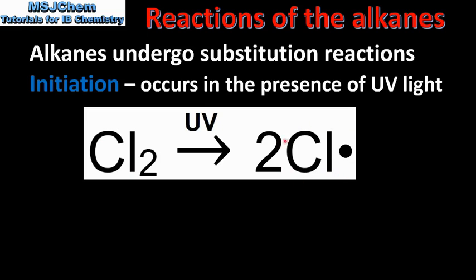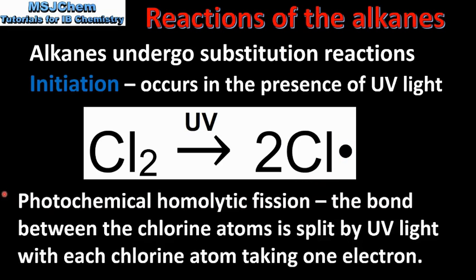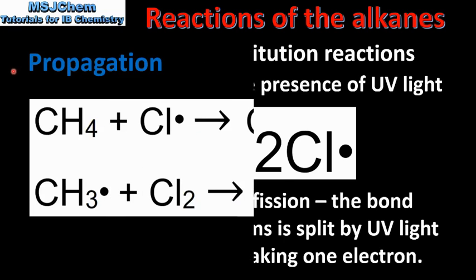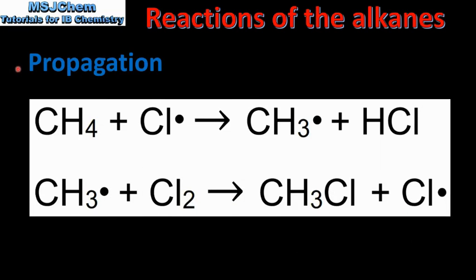Free radicals are species with an unpaired electron. This makes them very reactive. This is known as photochemical homolytic fission. The bond between the chlorine atoms is split by UV light, with each chlorine atom taking 1 electron. The next step is propagation. In the propagation step, methane reacts with a chlorine radical to form a methyl radical and hydrogen chloride. The methyl radical then reacts with molecular chlorine to form chloroethane and another chlorine radical.